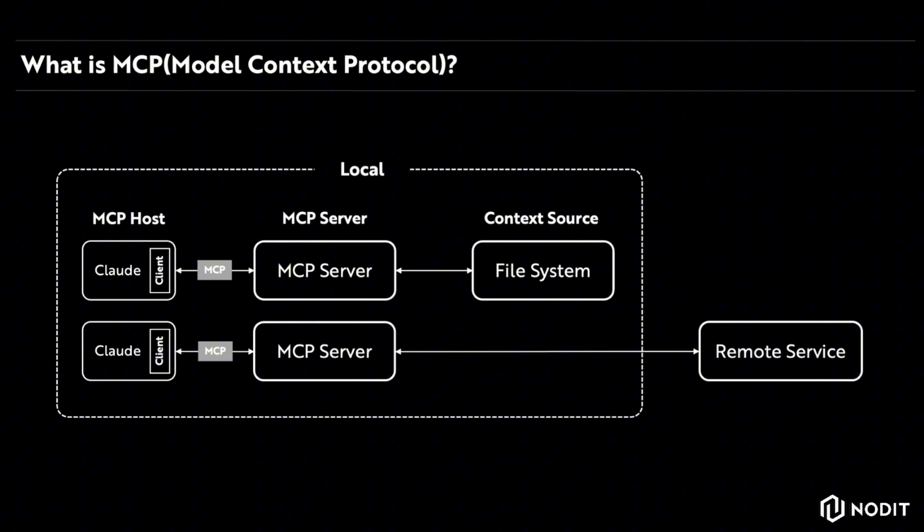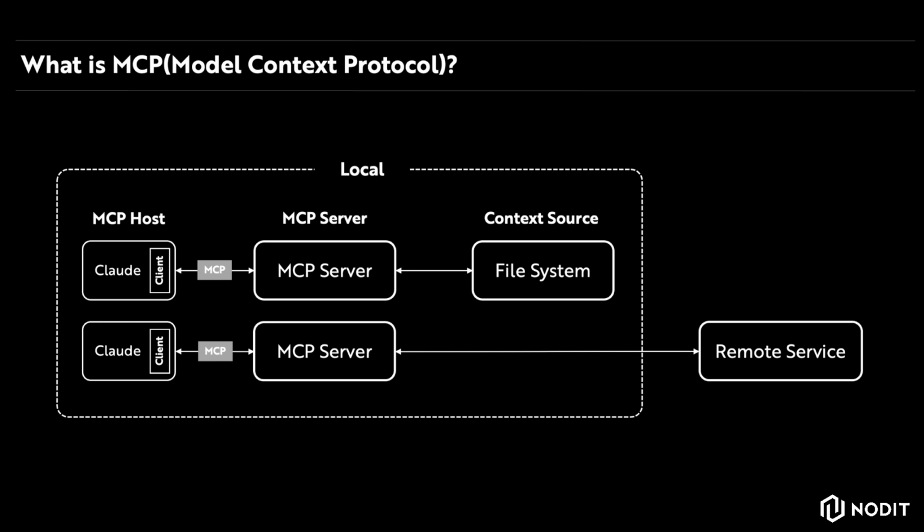Now, where does this context come from? The server can look locally, for example, retrieving documents or structured data from a file system. But it's not limited to local sources. It can also reach out to remote services like APIs or databases, pulling in live external data that the model can use in real time.